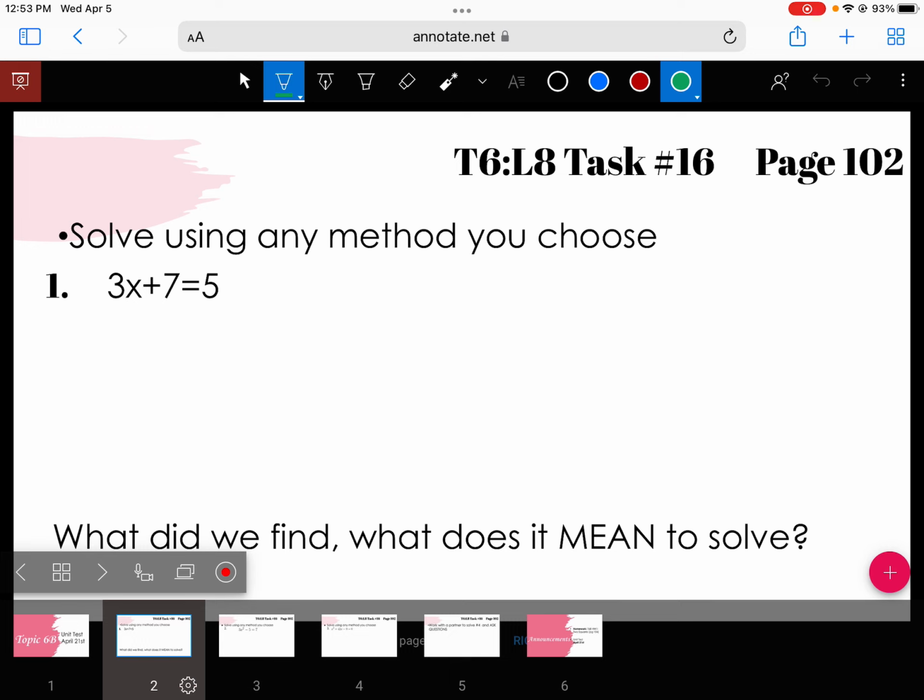Have you heard of the any method? Ha ha ha ha. Gosh, tough crowd, I tell you.